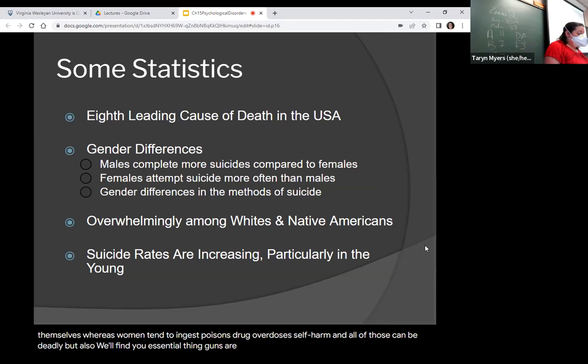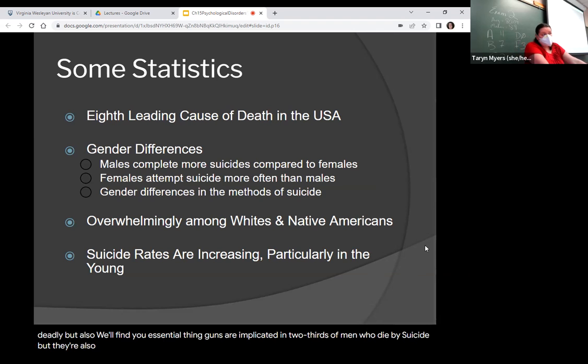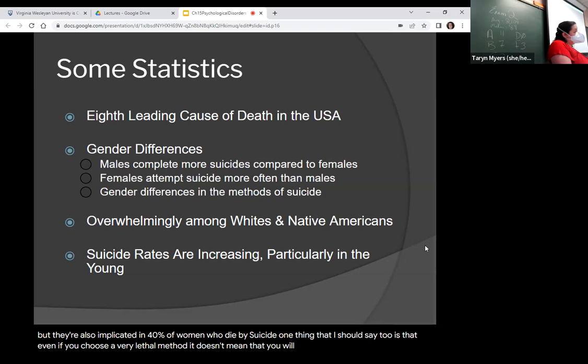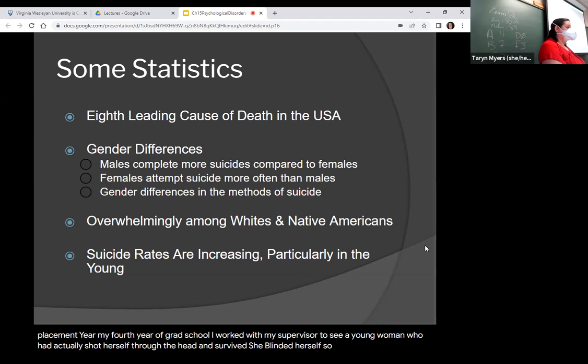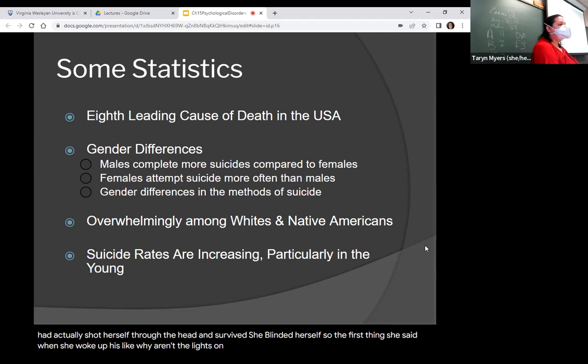Guns are implicated in 2/3 of men who die by suicide, but they're also implicated in 40% of women who die by suicide. One thing that I should say too is that even if you choose a very lethal method, it doesn't mean that you will actually die. When I was on my placement year, my 4th year of grad school, I worked with my supervisor to see a young woman who had actually shot herself through the head and survived. She blinded herself. So the first thing she said when she woke up is like, why aren't the lights on? And it was very evident she wasn't really ready to talk about it, but we just tried to offer her some support.